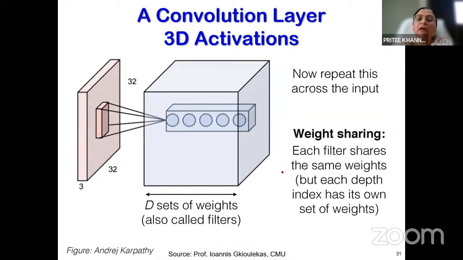So here we can see how this weight sharing comes in. Each filter shares the same weights, but remember that each depth index has its own set of weights. Here you can see that this filter will have other weights compared to this one. So these filters have different sets of weights. But if you talk about each filter, when you are convolving it and moving it here, it is sharing the same weights.